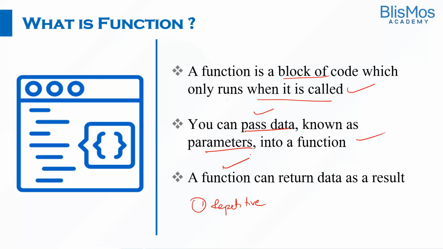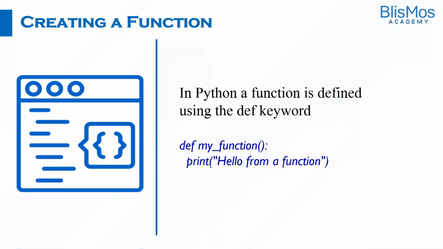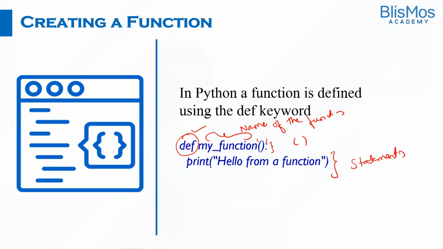How do we create a function? Very simple. We can create a function by a keyword def, and we can provide the name of the function after that, and then you have to provide two braces. Then you have to specify a colon, and under that you can mention the statements. These statements being whatever you want to get this function to do.